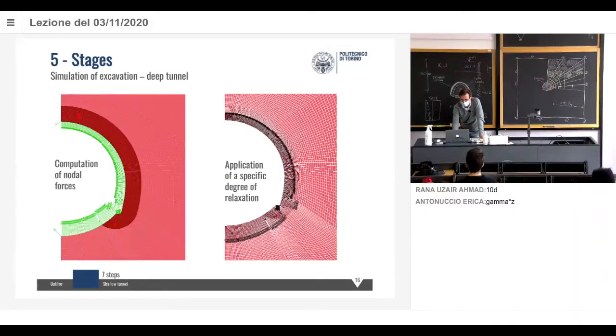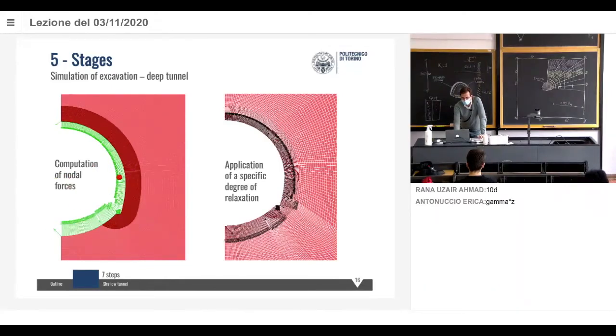This red part is a consolidated area around the tunnel. Okay. So this is the excavation. So probably in this situation here, we had a pre-consolidation of the area, then we did the excavation under this consolidated arch. And the green arrows that you see here are the computation of the nodal forces. So these are the nodal forces.